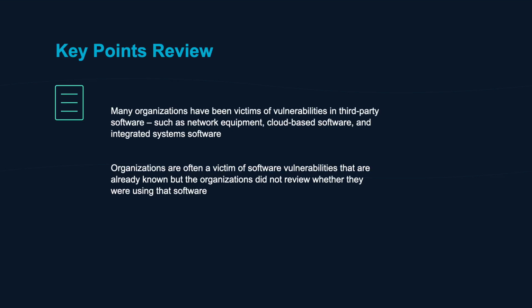Key points review. Unfortunately, many organizations have been victims of vulnerabilities in third-party software related to networks, network equipment, cloud and cloud-based software, and other types of integrated systems and operational technologies. We know that organizations are often a victim of software vulnerabilities, though, that had already been known and patched. But we see that organizations did not review whether or not they were using that software, did not then roll out those patches that might have been available for months already, and could have then closed that vulnerability.